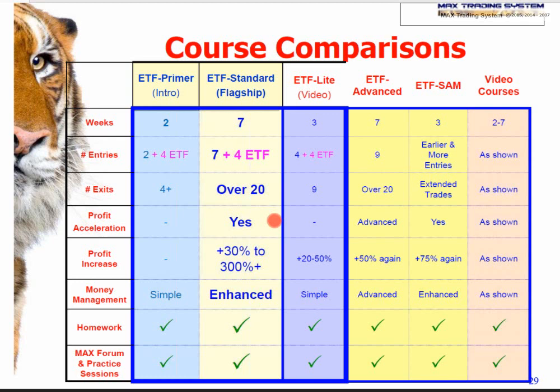With the Primer, you get 1 week on entries, 1 week on exits. It's just a light brushing over. It's a profitable course, but it's much slower than the Standard. There's no profit acceleration in it where there is in the Standard. And as you can see, the profit increase when you're in the Standard, if you get into a reasonable trend, something like 60 pips or more, or 40 pips or more, it just depends on what the action's like, you can increase your profits by 30%, even up to 300% at times, over what a simple get in and hold and exit type entry system would do.